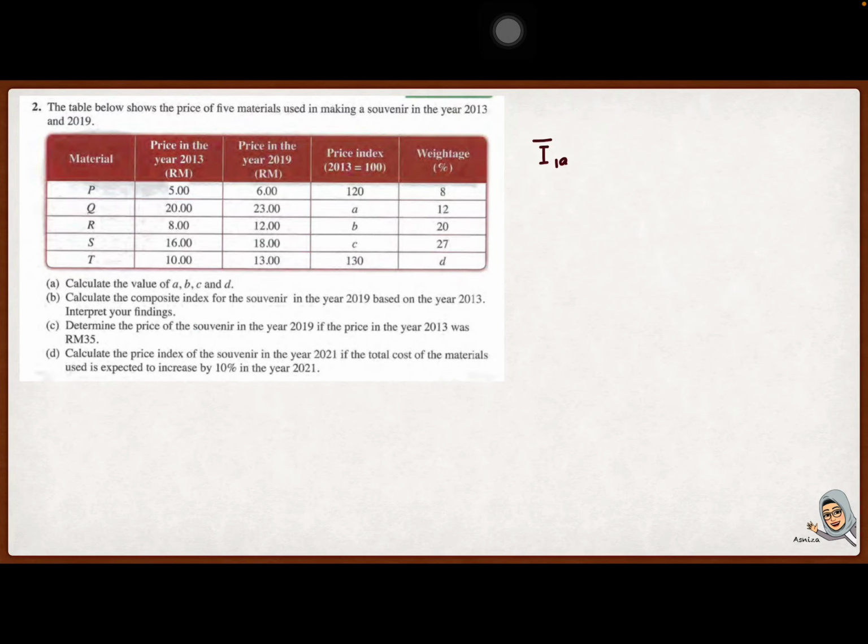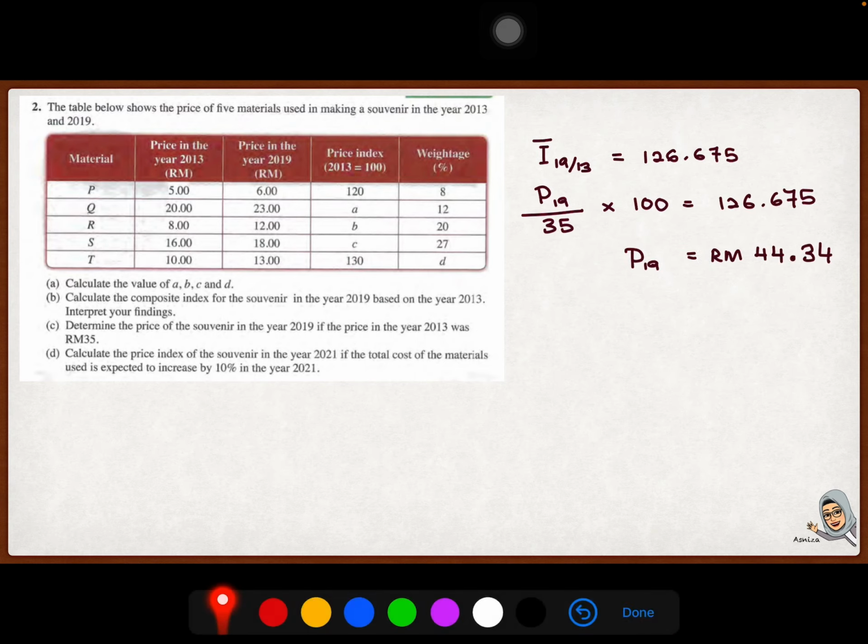So let's solve C. The composite is 126.675. It shows the price index of the souvenir in the year 2019 base the year 2013, which is the price over 35 ringgit times 100. So run your calculation. The price for the souvenir in 2019 will be 44 ringgit and 34 cents.